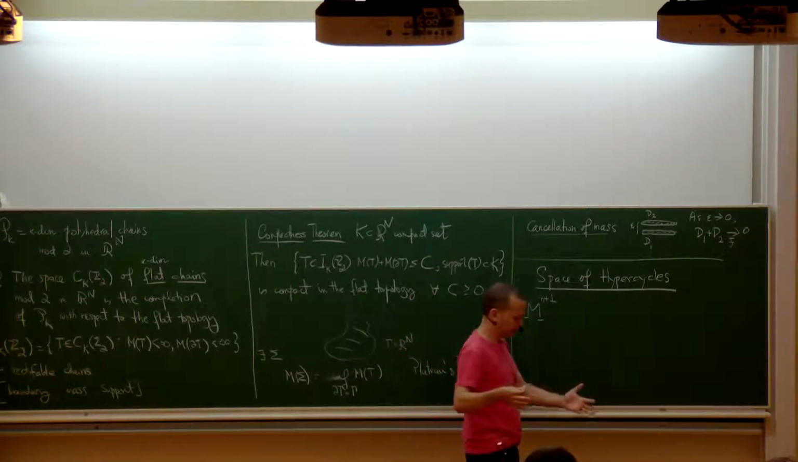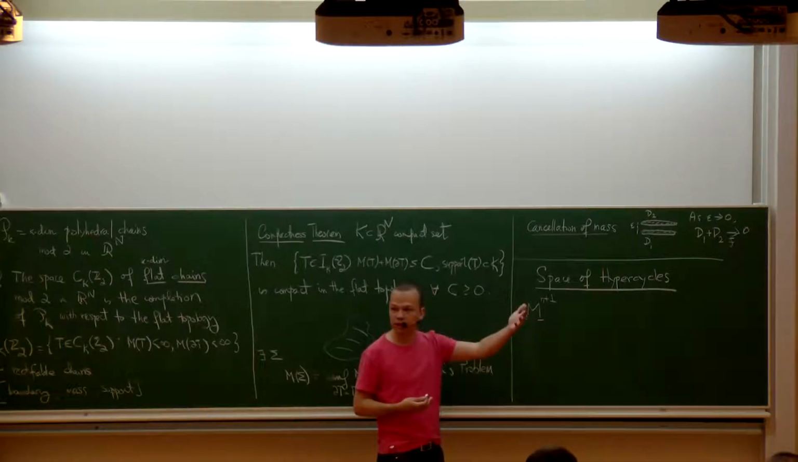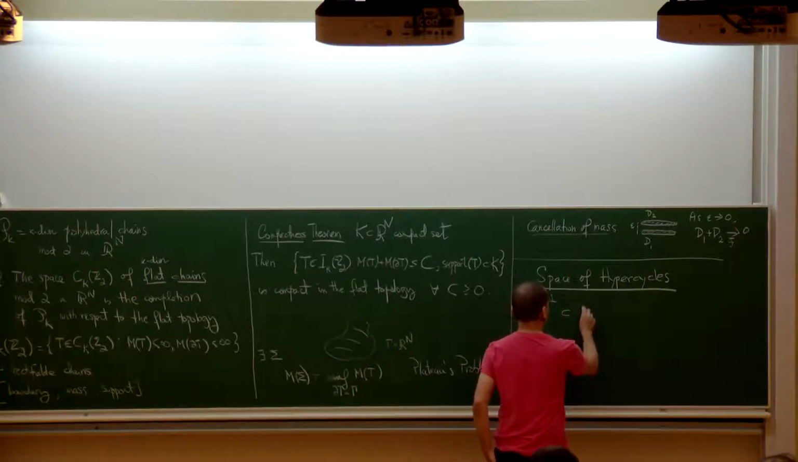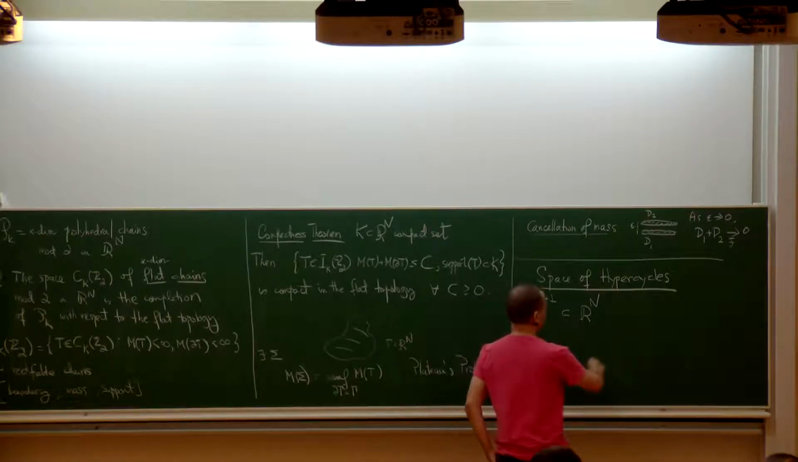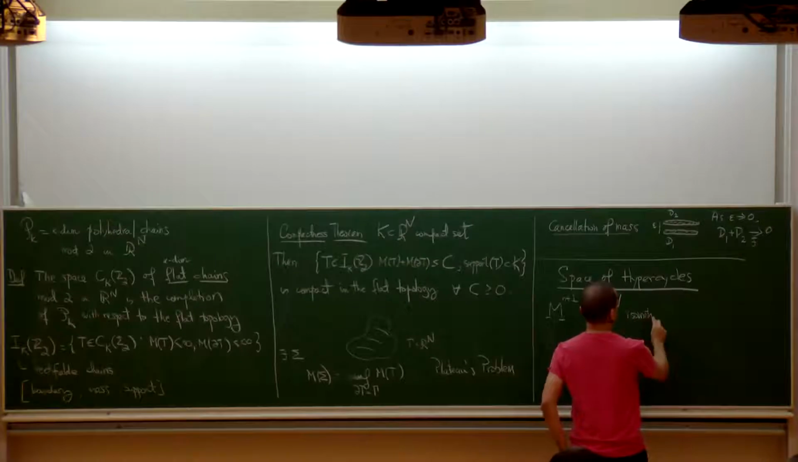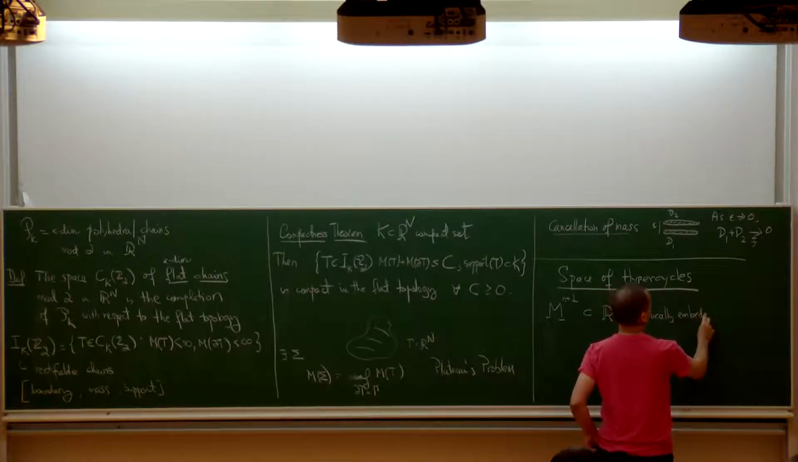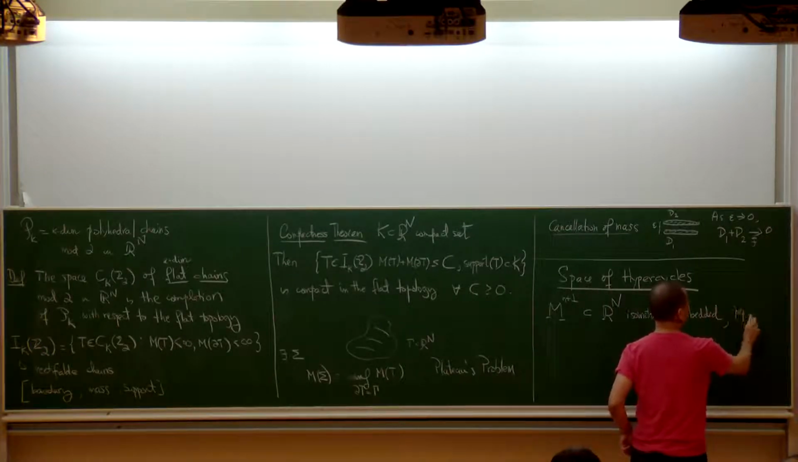So this is a compact Riemannian manifold. By the theorem of Nash, we know that this can be isometrically embedded in some Euclidean space. So let's assume that we have such an isometric embedding. And I am assuming that M is compact.